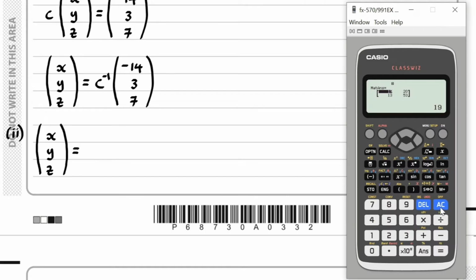Now, what we will do is first of all define what this vector is. And we will do that using matrix D. We have 3 rows and 1 column.